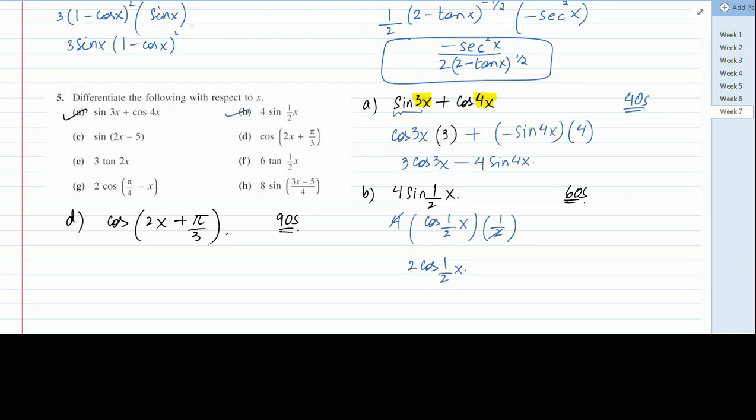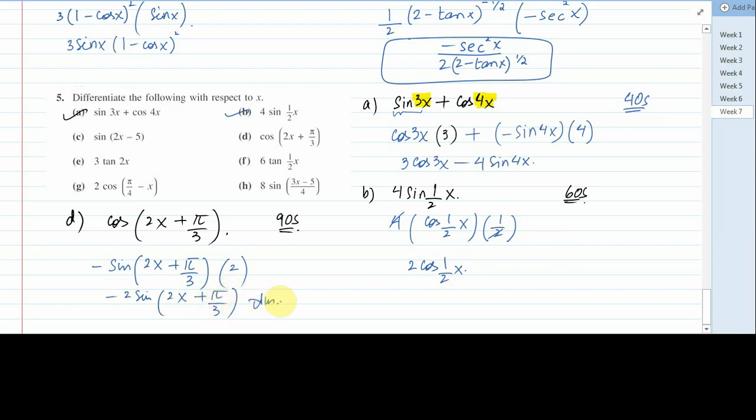Alright, firstly, what is the derivative of cos? We know that the derivative of cos is minus sine, and the angle we have is 2x plus pi over 3. Now we need to find the derivative of the angle. The derivative of 2x is 2, and the derivative of pi over 3, since it is a constant, is 0. So the final answer will be minus 2 sine 2x plus pi over 3. That is your final answer.